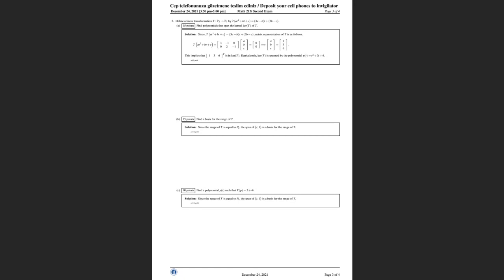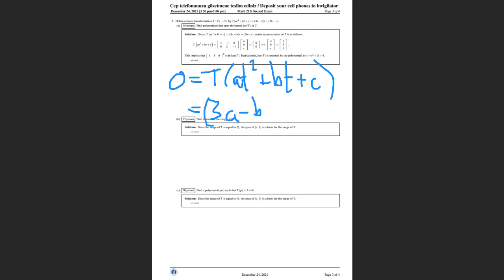We're trying to find the kernel of this linear transformation T. Kernel means equal to 0. So we're going to start with 0 is equal to T of a t squared plus b t plus c, which is then equal to 3a minus b t plus 2b minus c.